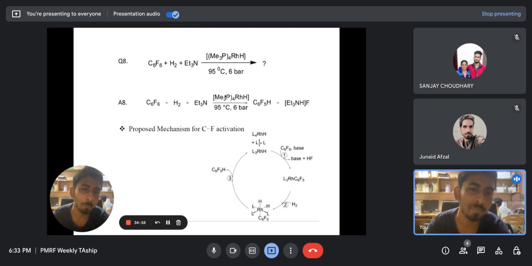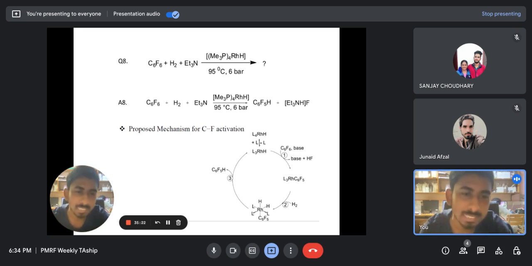Since this L or PMe3 is a neutral ligand, in the first step ligand dissociation takes place. So from an 18 electron system, it goes to a 16 electron system. The 16 electron system is now L3RhH. Now what happens? Et3N is a base, and this C6F5 is there. Now what happens in this case?